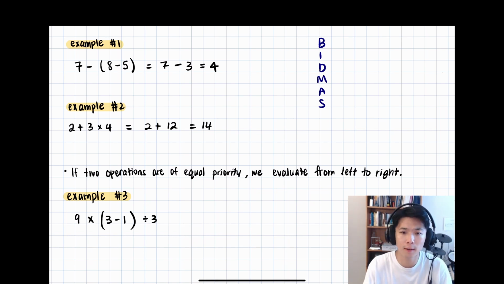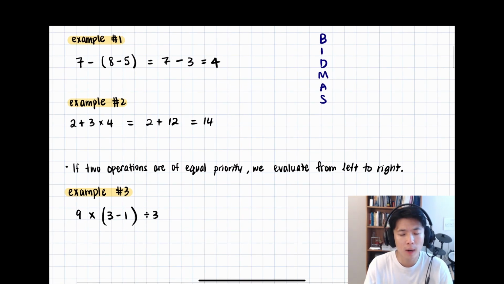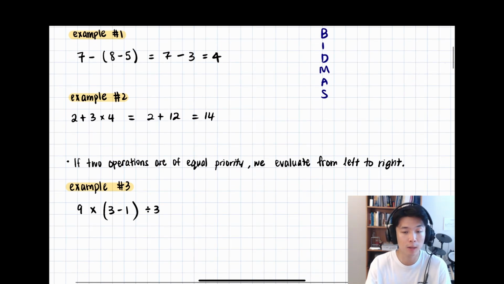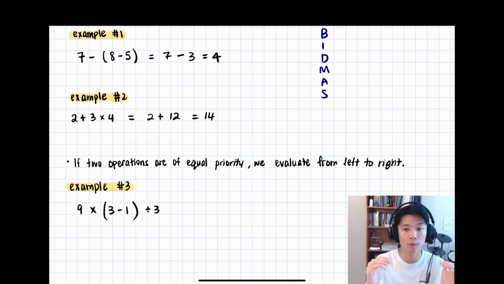Now it's important to remember that BIDMAS actually doesn't really tell us the order specifically. Instead, what I need to let you know is that division and multiplication, well, they're actually the same priority. Addition and subtraction are also in a group together. And so when we have a question that has both multiplication and division, BIDMAS tells us to do division first. But actually, if you have multiplication and division, we don't do division first. We move from left to right instead.